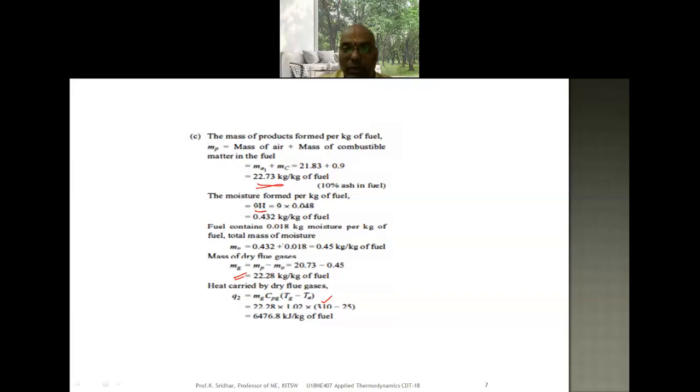0.432 plus the fuel contains how much moisture? 0.018. So add these values, which is equivalent to 0.45, so that the mass of the dry flue gases, that is mP minus the water vapor content, is 22.28. So substitute here, the cpg value is known to you, and delta T is also known to you, by which we are able to calculate Q2.